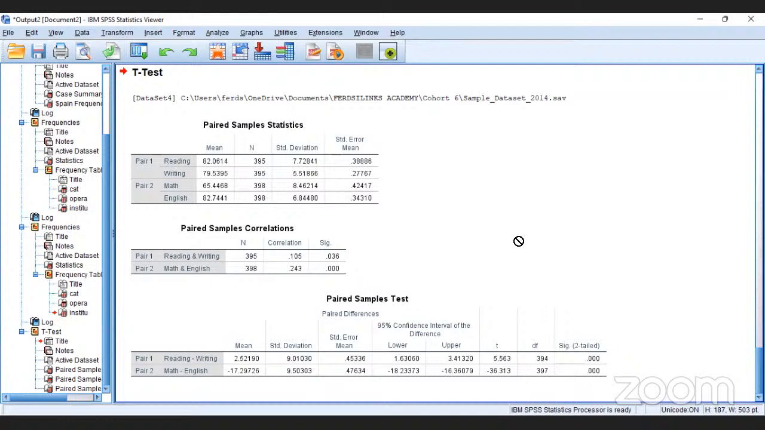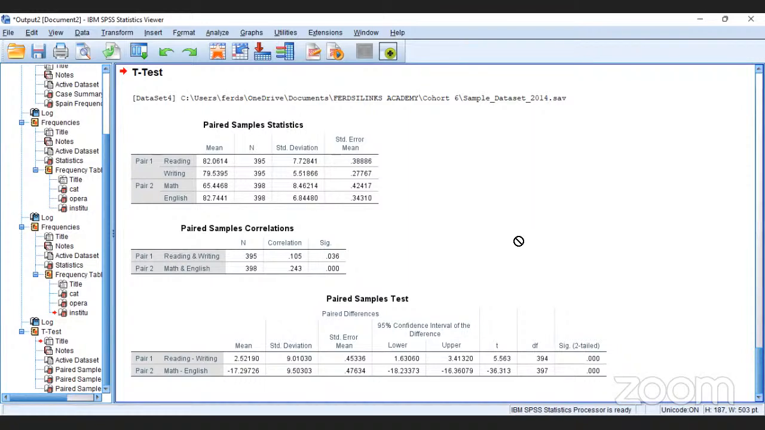For me, where is the performance better? Is it in terms of writing or reading? Where is the 95% default? So for reading, what's the mean? 82 for reading. And what's for writing? So where is performance better? Reading, right? So students perform better in reading.